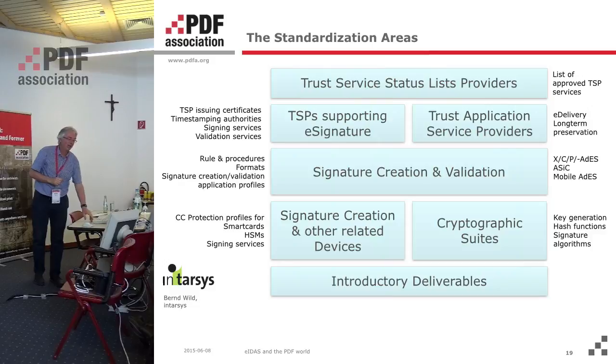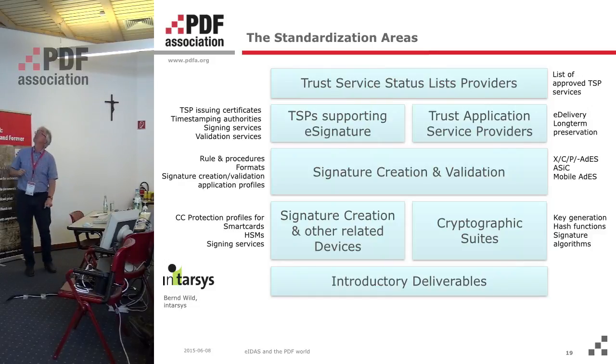So the areas for standardization, shortly, are these. You have these trust service status list providers. This is the list where all these national roots are contained, and the compliant products in the future will reference this trust service status list for validation of a signature.